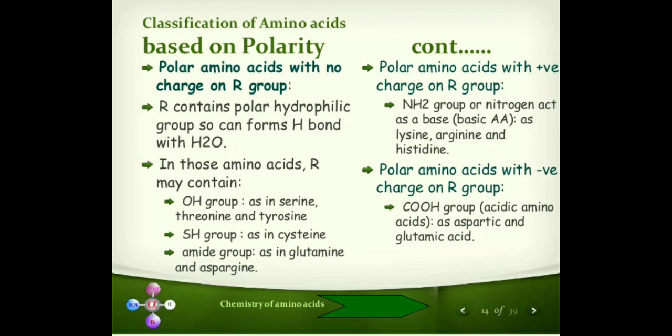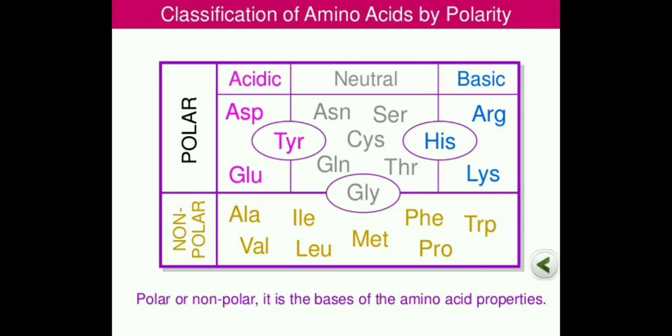These have a hydrophilic side chain. So here is a diagram, here is a table. You can see polar and non-polar. Non-polar contains alanine, valine, isoleucine, leucine, methionine, phenylalanine, proline and tryptophan. All these are included in non-polar, and glycine is sometimes included in polar and sometimes in non-polar amino acids.